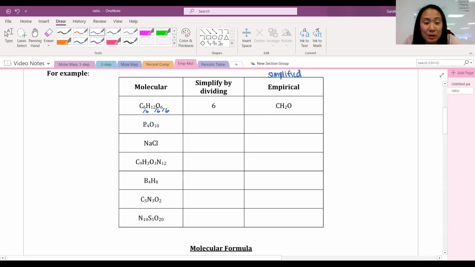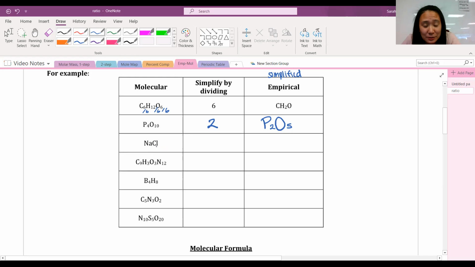So next example, you have a 4 and a 10. So you've got to think, what number can I divide both numbers by so it's fully simplified? So you're like, okay, I can divide both of these by 2. So 4 divided by 2 gives me 2, and then I have an oxygen, 10 divided by 2 gets me to 5, right? So it's P2O5. That's the empirical formula.